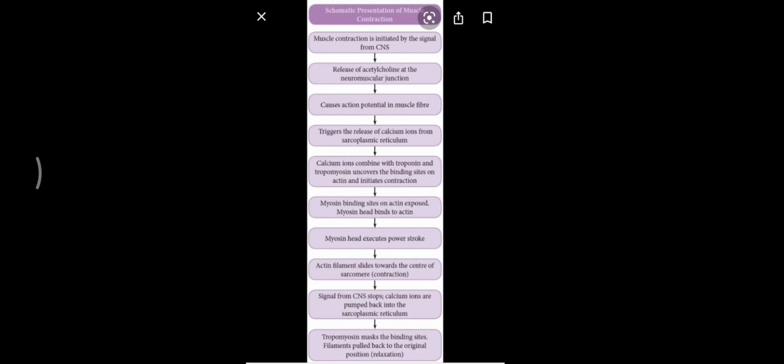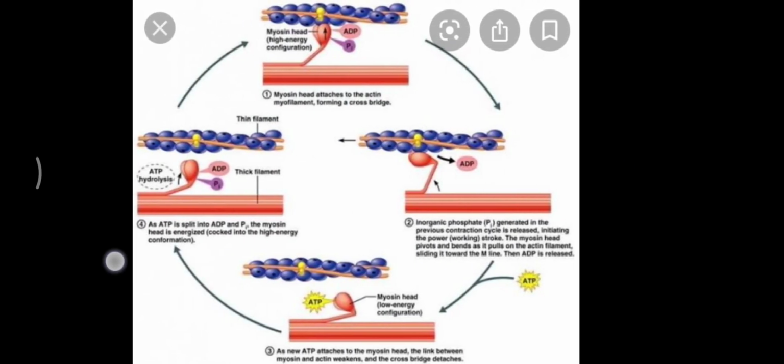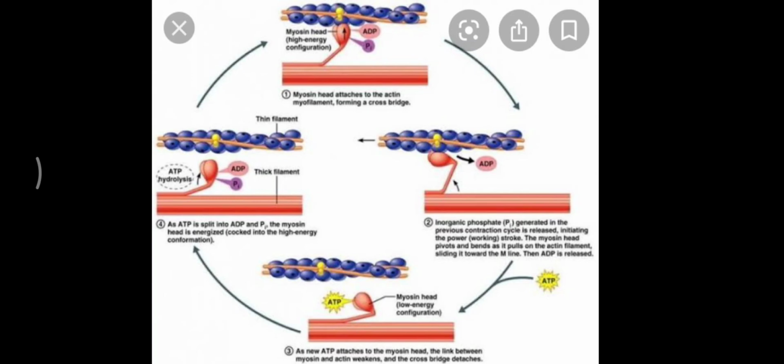Sarcoplasm is the cytoplasm of the muscle fiber, and the endoplasmic reticulum present in the muscle is known as the sarcoplasmic reticulum. As soon as the action potential spreads to the muscle fiber, the sarcoplasmic reticulum releases the calcium ions present inside it, and they enter the sarcoplasm. This increased calcium binds to troponin, and the troponin is removed, and the active site of myosin will be exposed.